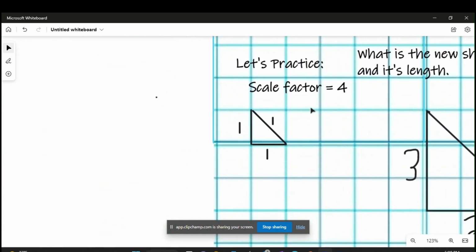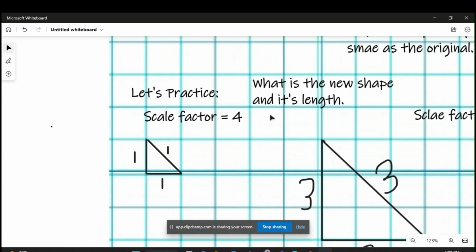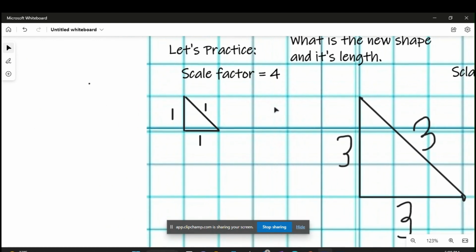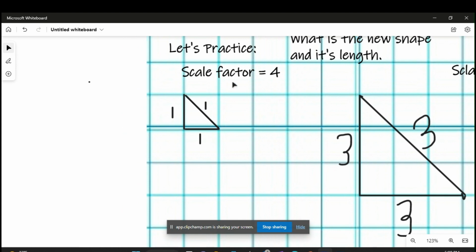Okay. So let's practice. So we have to find the new shape and its length. Okay, so the first practice problem is scale factor is equal to 4.